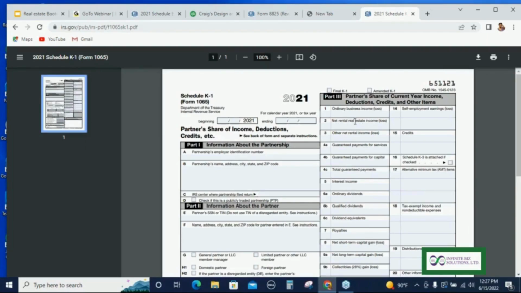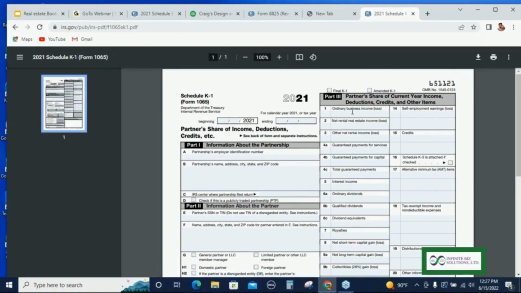And if you join it, notice over here, it says net rental real estate income, meaning that you're going to get the net amount, not the gross. It's going to show you, say the rental income was 100,000, the expenses that I showed you already, all of it comes to say 50,000. So over here, it's going to show you the 50,000.